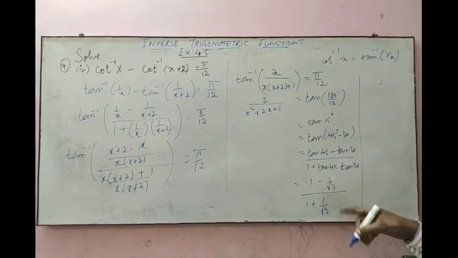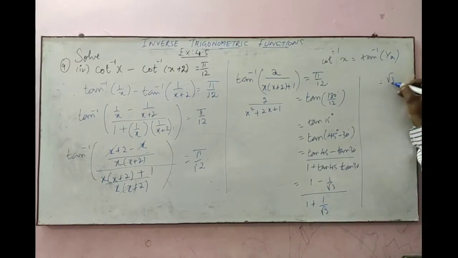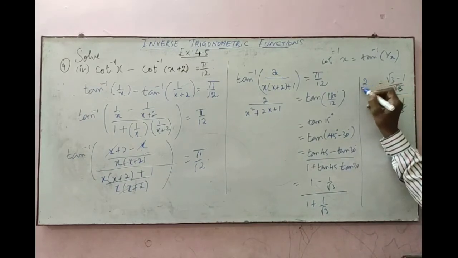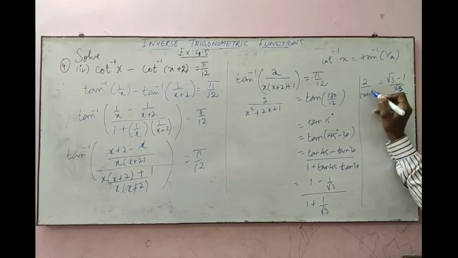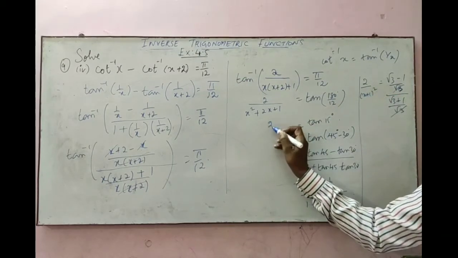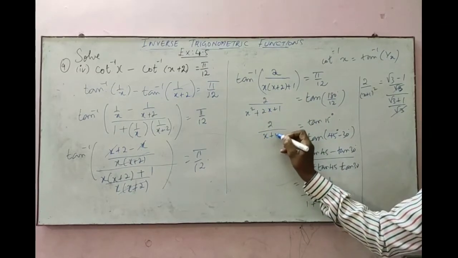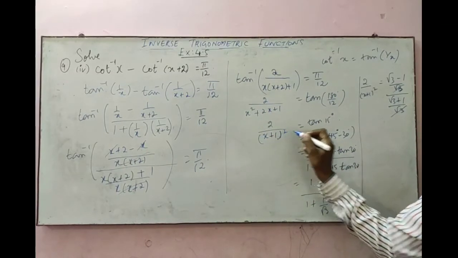If we cross multiply, you will get root 3 minus 1 by root 3 whole divided by root 3 plus 1 by root 3. Both get cancelled. Here you will get 2 by x plus 1 whole square. You can write this, it is in the form of a square plus b square plus 2ab, so you can write this as x plus 1 whole square.